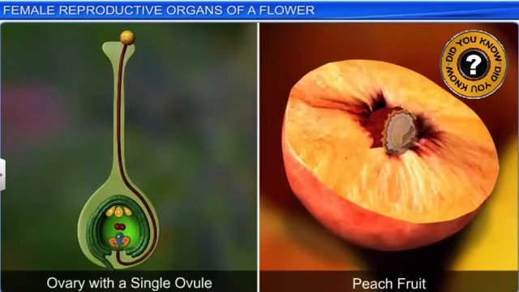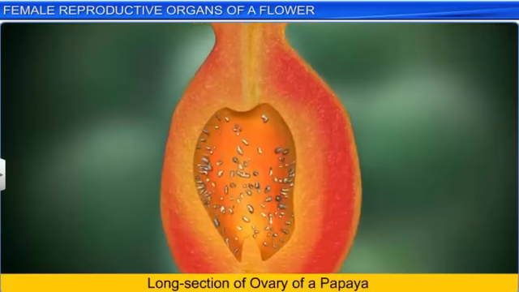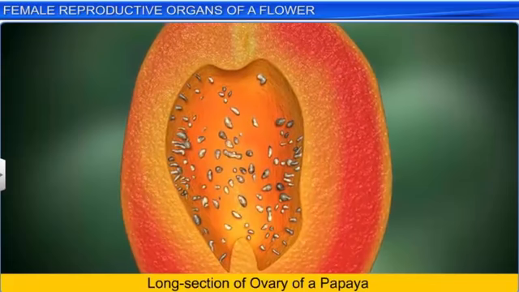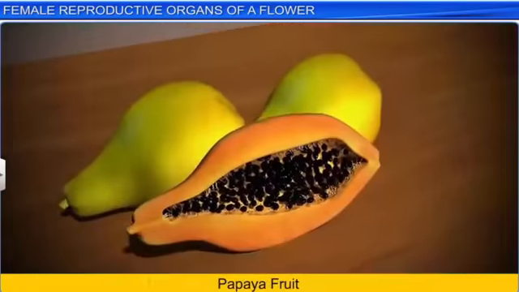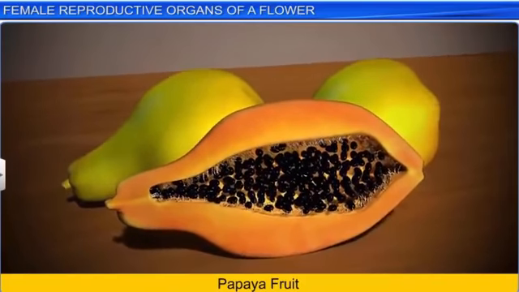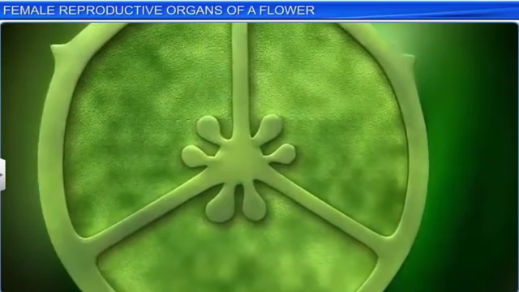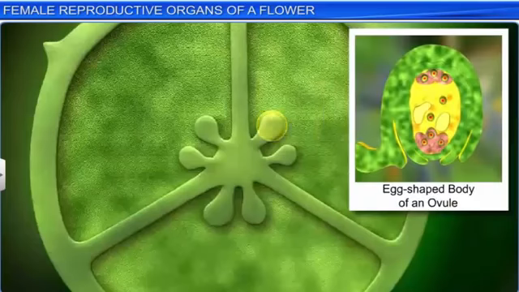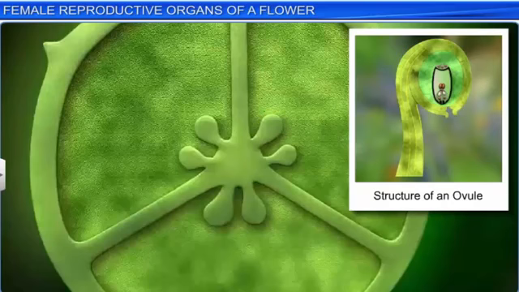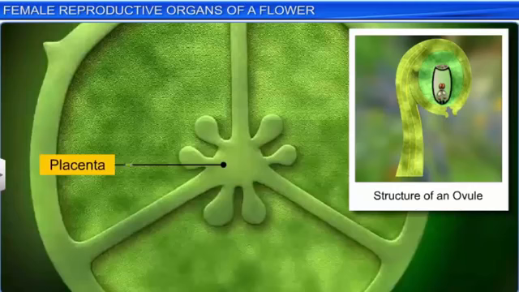Did you know that different flowers of different plant species have a varying number of ovules in their ovaries? A peach, for instance, develops from an ovary containing a solitary ovule. A papaya, on the other hand, has several ovules in its ovary, and that's why you see numerous seeds in the fruit when it is split open. The ovule, considered by botanists as the forerunner of the seed, has an oval or egg-shaped body. It remains attached to the placenta by a stalk called the funicle.